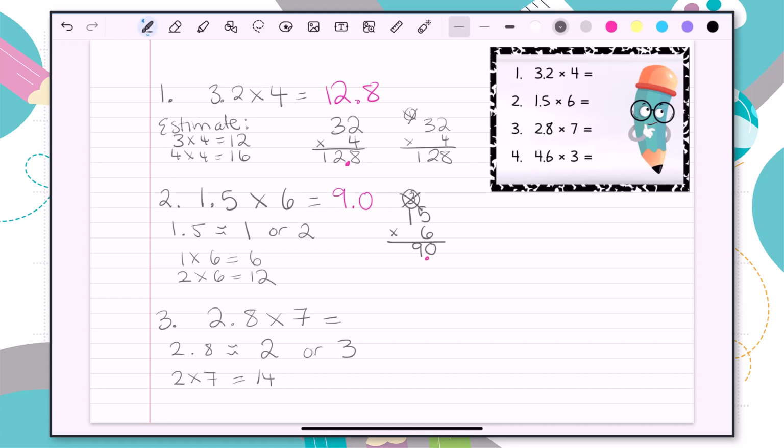That gives us an answer of 14. And then 3 times 7. That gives us an answer of 21. That means our ultimate answer needs to be between 14 and 21.